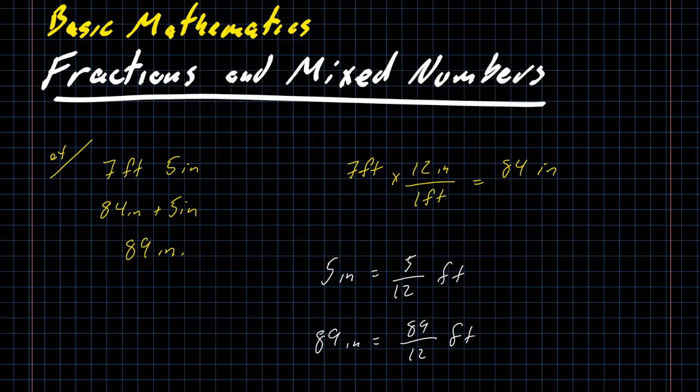My measurement of 7 feet 5 inches is the same thing as 7 and 5/12 feet. I'm sorry, I've got inches on my brain. 7 feet 5 inches is 7 and 5/12 feet. 89 inches is 89/12 feet. And while those are not very useful measurements as far as actually looking at the world, they do give us a nice representation.